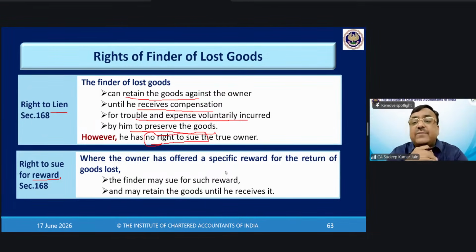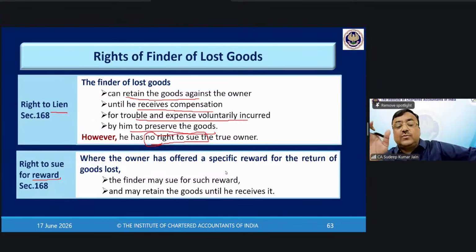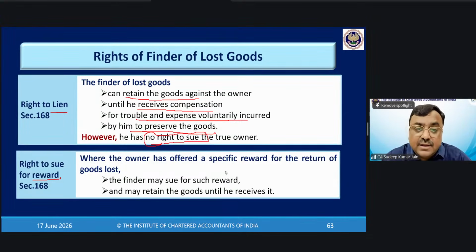The true owner denied making the payment of rupees 100. So in this case, the finder of lost goods can retain the goods until the payment is made. But if the finder of lost goods has handed over the mobile to the true owner without receiving the expenses, he cannot claim those expenses through the court.